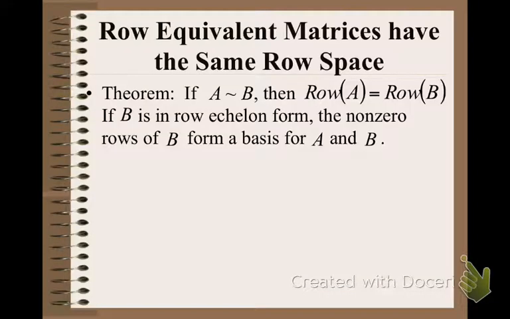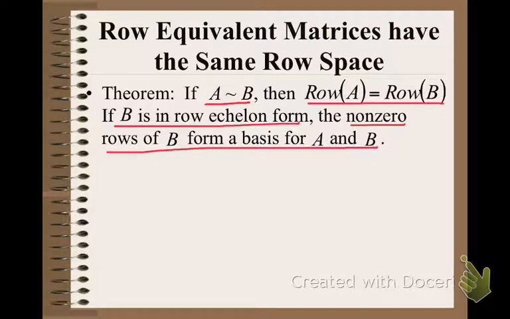The following theorem tells us how to find the basis for the row space of a matrix A. So notice first that the title says that row equivalent matrices have the same row space. Now this is not true for the column space. So it says here, if I have a matrix A that is row equivalent to B, then the row space of A and the row space of B are the same. And if B is in row echelon form, the non-zero rows of B form a basis for A and for B.